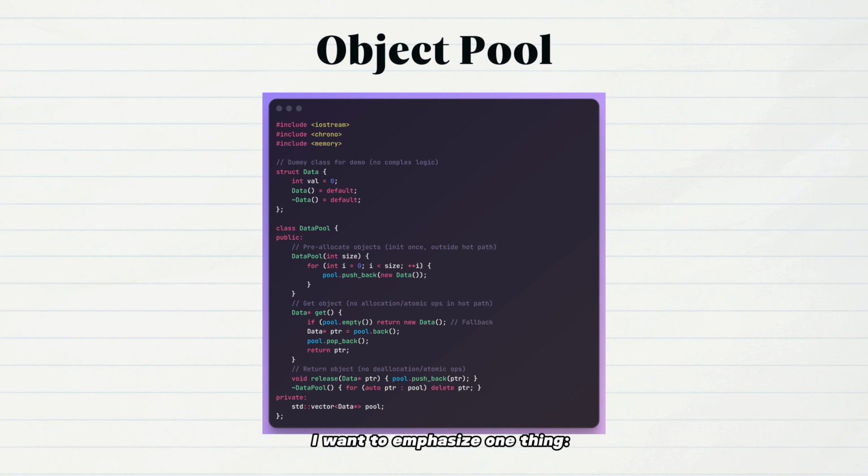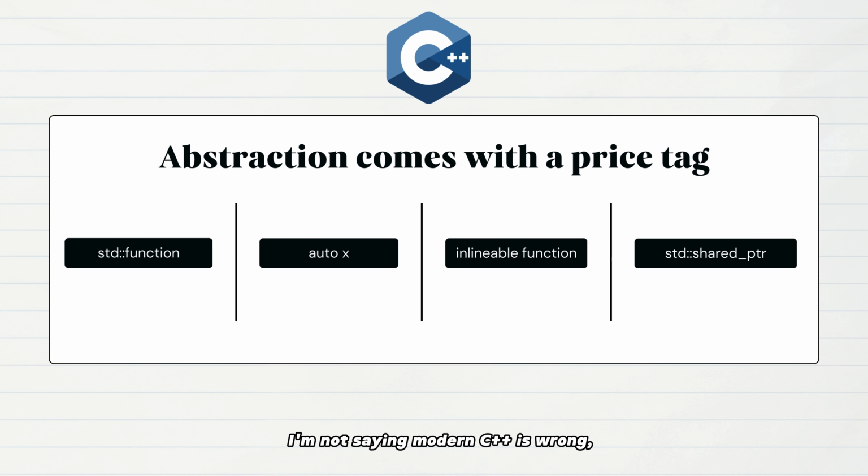At this point, I want to emphasize one thing. I'm not saying modern C++ is wrong, nor am I advocating against abstraction or claiming dirty code is faster. The real issue is this. In C++, abstraction comes with a price tag, and it's the responsibility of engineers to actively evaluate that cost.